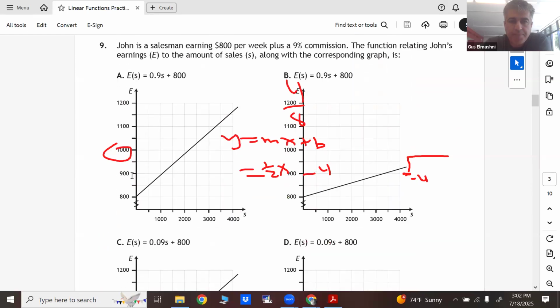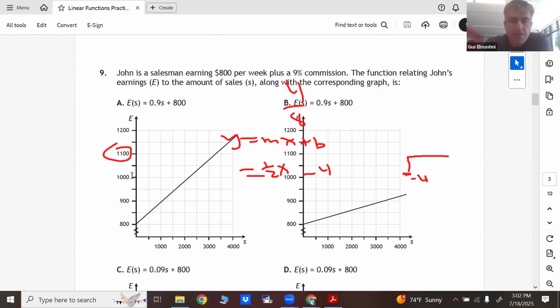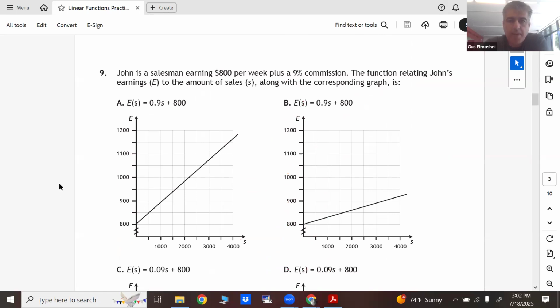Here's a word problem. So they say you start with $800, and then you get a 9% commission. So 9% is 9 over 100, and you're multiplying it to your sales.